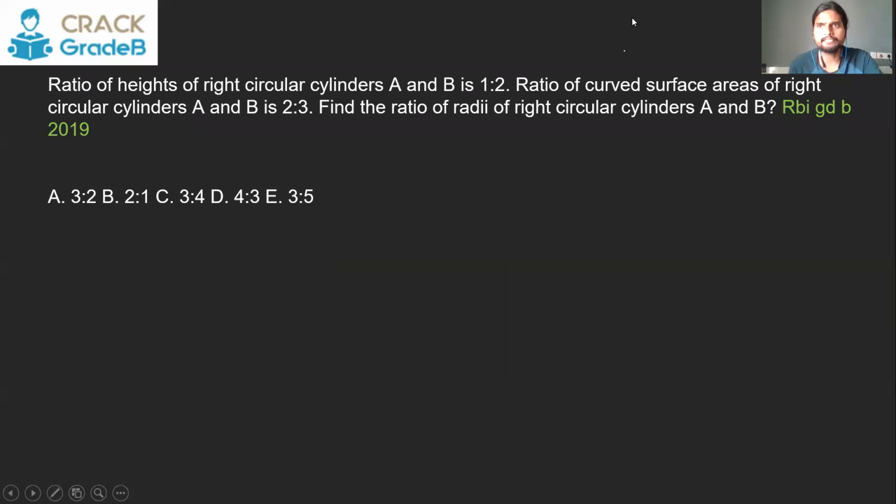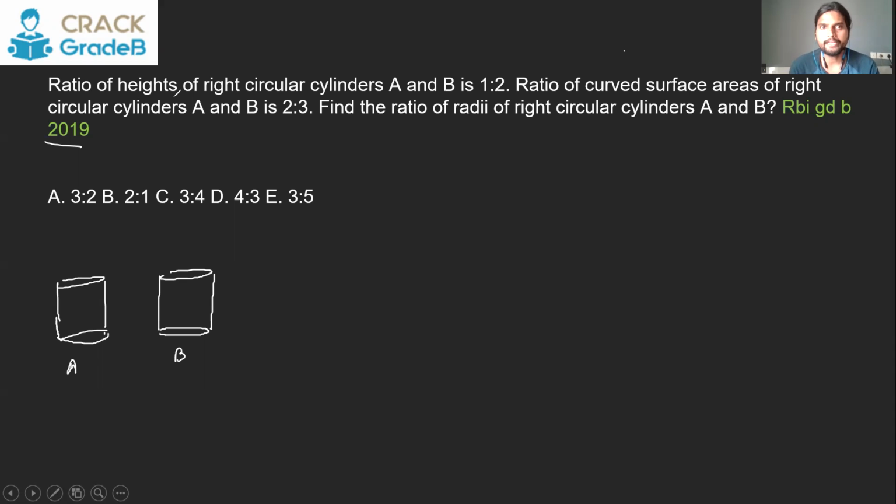Now this is the question that they asked in RBI Grade B 2019. Ratio of the heights of right circular cylinders A and B is 1:2. Ratio of the curved surface areas of right circular cylinders A and B is 2:3. Find the ratio of the radii of the right circular cylinders. So there are two right circular cylinders. Consider this is cylinder A, and another cylinder there, let's call it B.